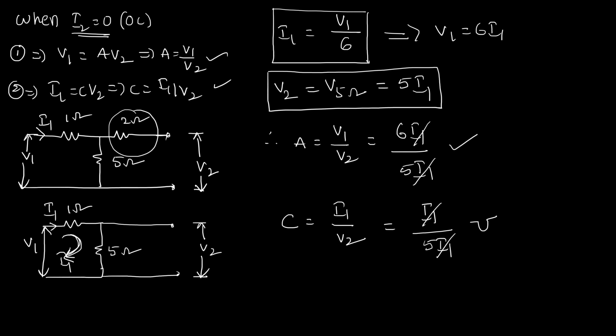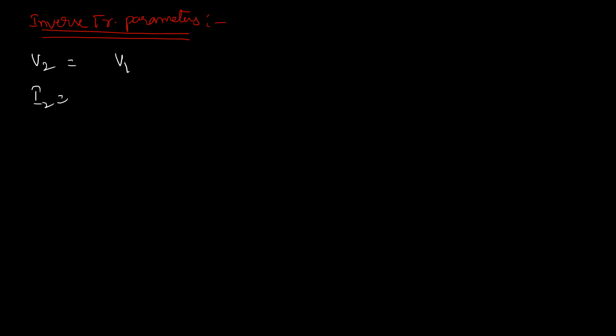Now let us go with the inverse transmission parameters. In normal transmission parameters, we have expressed input port variables in terms of output port variables. But now in reverse or inverse transmission parameters, we are going to express output port variables, that is V2, I2, in terms of input port variables, V1 and I1. The same concept you can apply.